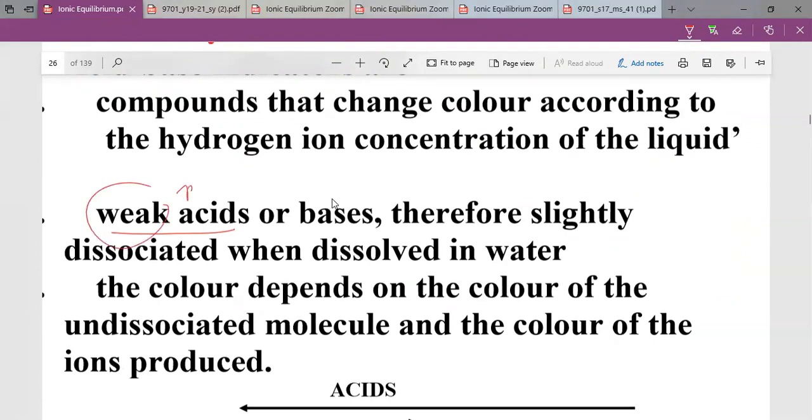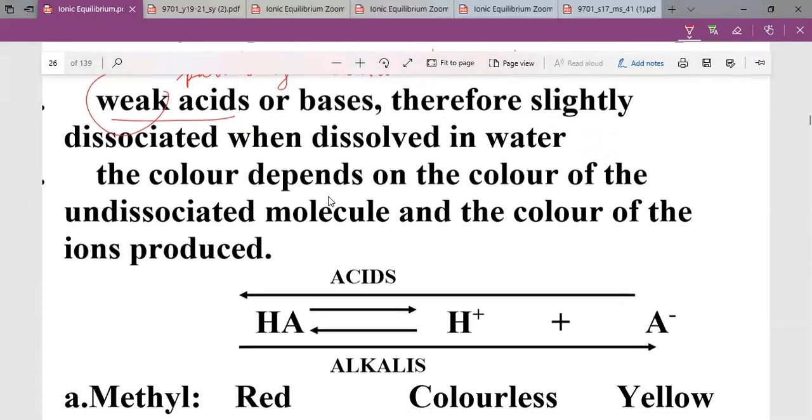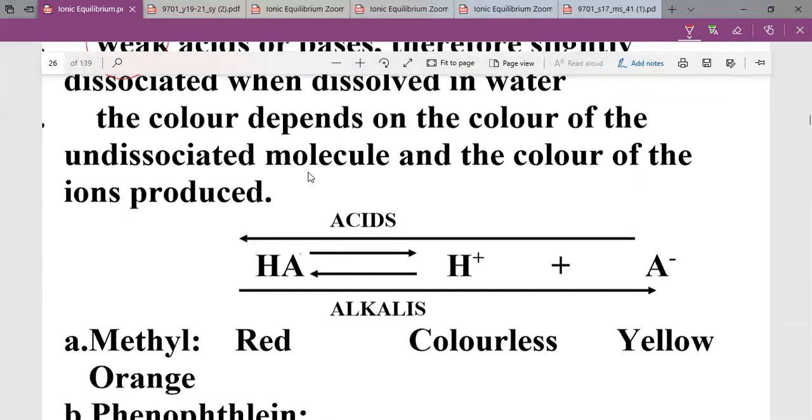It means they are partially dissociated or ionized. Let's say we have, inside water, our acid HA, where HA represents an acid. I told you before, this is a general notation for acids. Because it's a weak acid, it will dissociate to give H+ and A-.